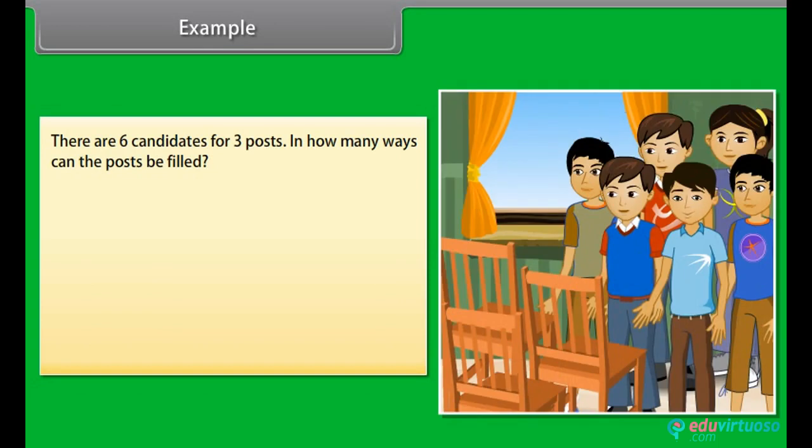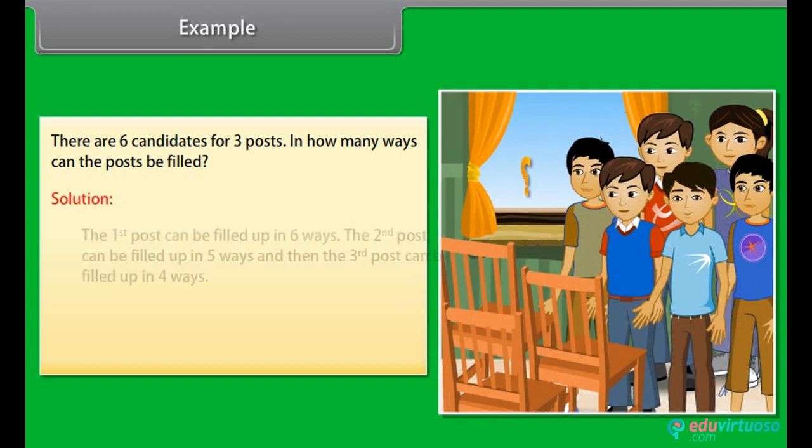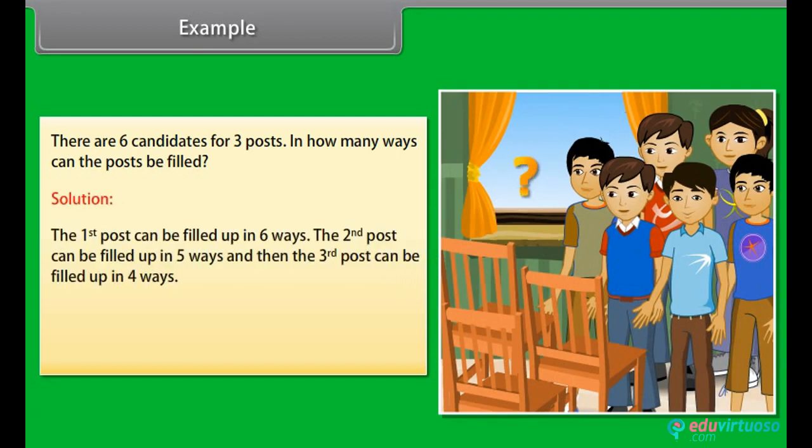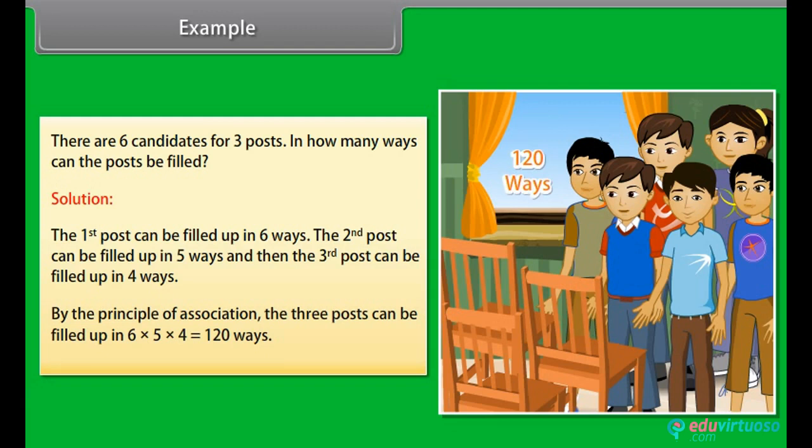Example. There are 6 candidates for 3 posts. In how many ways can the posts be filled? Solution. The first post can be filled up in 6 ways. The second post can be filled up in 5 ways, and then the third post can be filled up in 4 ways. By the fundamental principle, the 3 posts can be filled up in 6 into 5 into 4 is equal to 120 ways.